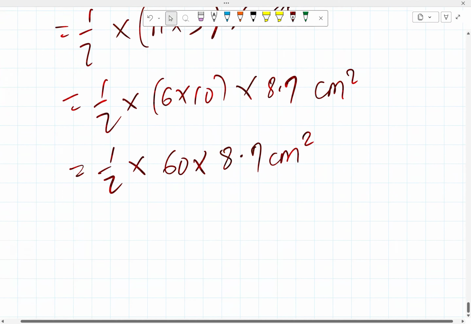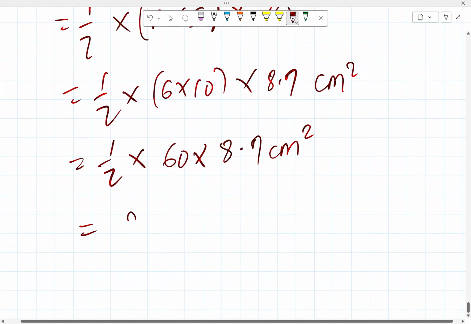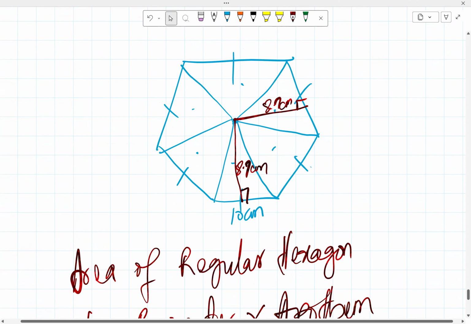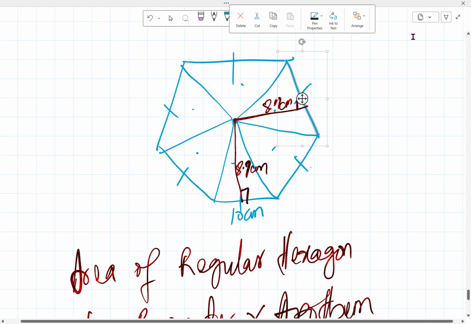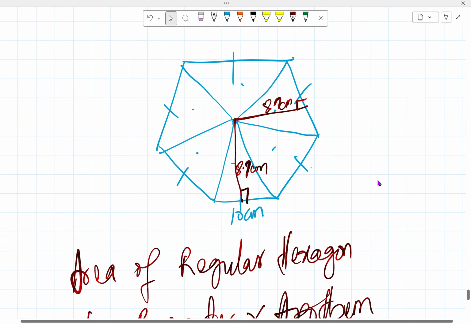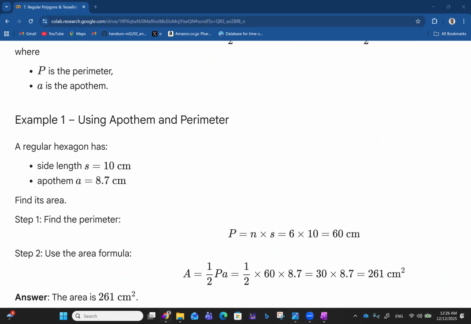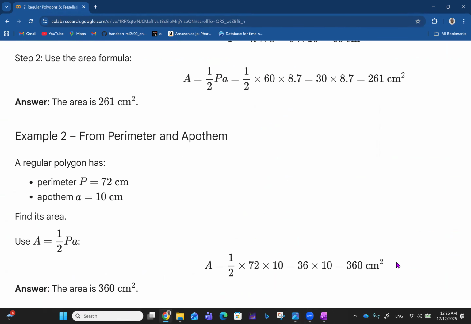I think that ended up being like 261 centimeters squared for the area of this hexagon. So that concept is important: from the center, draw the isosceles triangles, and the number of isosceles triangles is equal to the number of sides the polygon has.